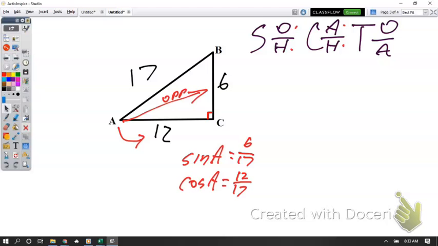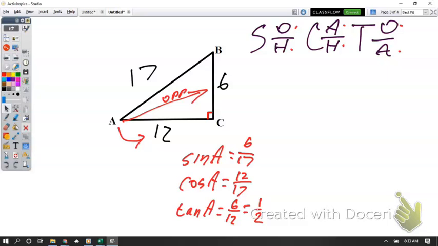Tangent of angle A is opposite over adjacent. So opposite is 6, adjacent is 12. Now, notice this fraction can simplify. Always simplify your fractions. And so that would be 1/2. Okay, so that's easy enough.